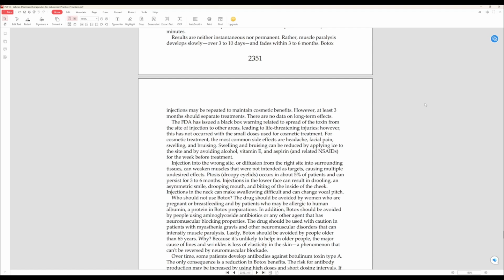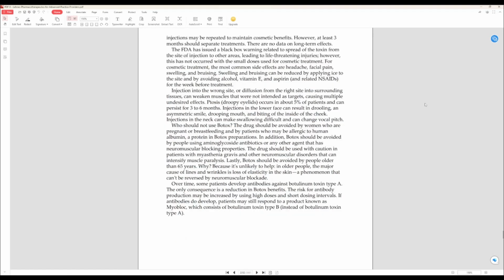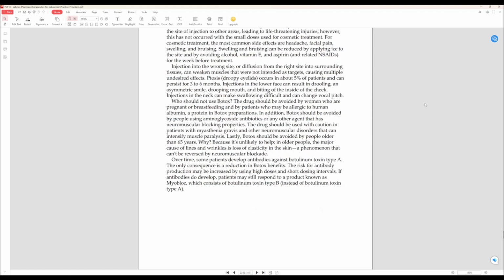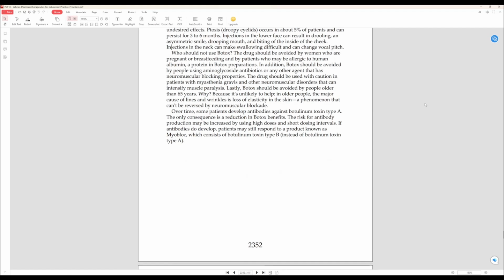So, who should use Botox? The drug should be avoided by women who are pregnant or breastfeeding and by patients who may be allergic to human albumin, a protein in Botox preparations. In addition, Botox needs to be avoided by people using aminoglycoside antibiotics or any other agent that has neuromuscular blocking properties. The drug should be used with caution in a patient who has myasthenia gravis or any other type of neuromuscular disorder that can intensify muscle paralysis.